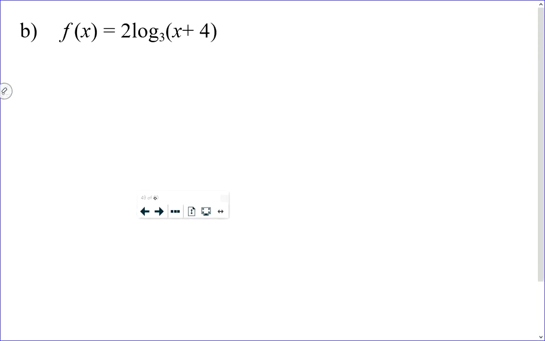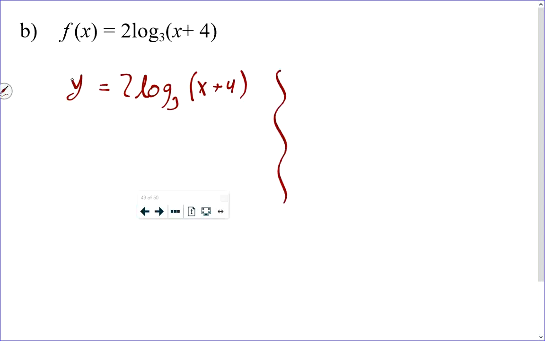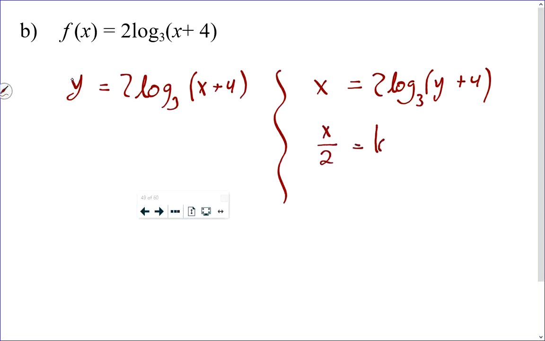This is y equals 2 log base 3 of x plus 4. So the inverse, we swap x and y. Keep doing that. We swap x and y to get this. So x and y have just switched places, that's all. Now I rearrange for y. Well, I can divide both sides by 2 and get log base 3 of y plus 4.